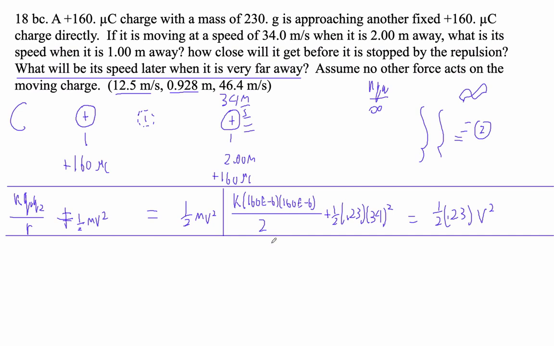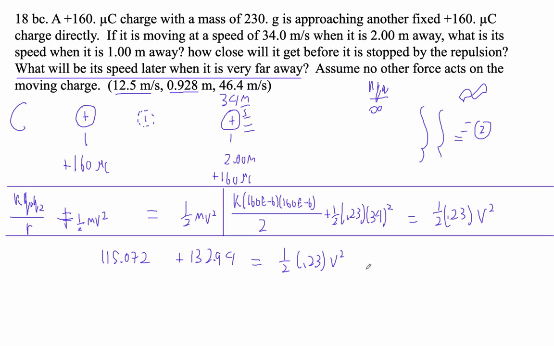All right, so let's figure it out. What is that first term? Let's see, there it is: 115.072. And then this term, 1/2 times 0.23 times 34 squared, is 132.94. And then that equals 1/2 times 0.23 times v squared. Okay, we can do this.